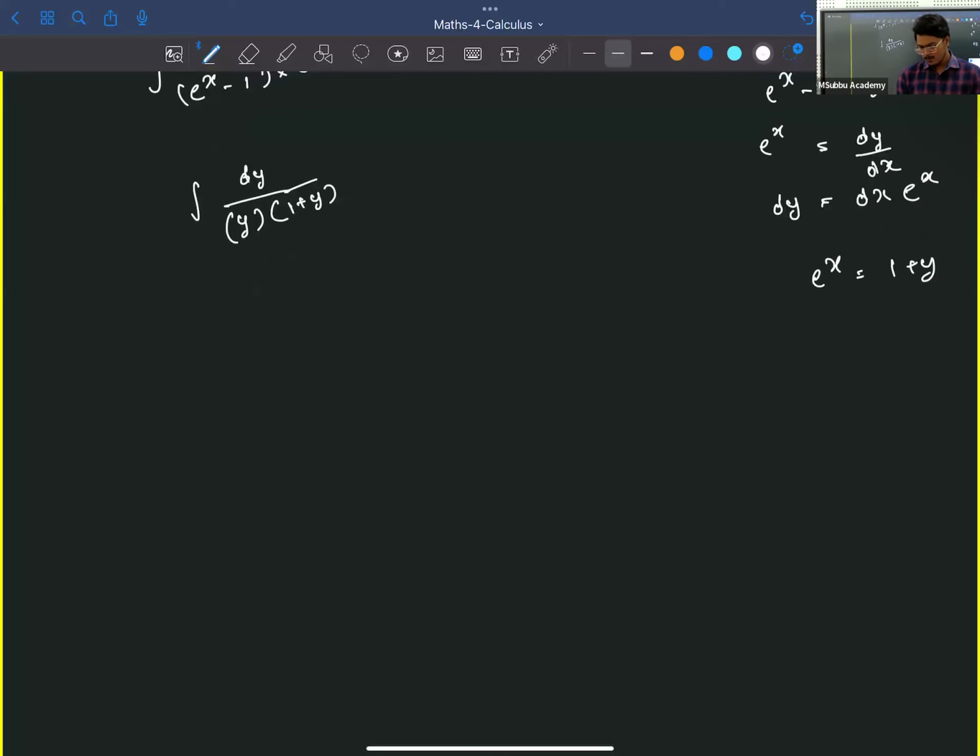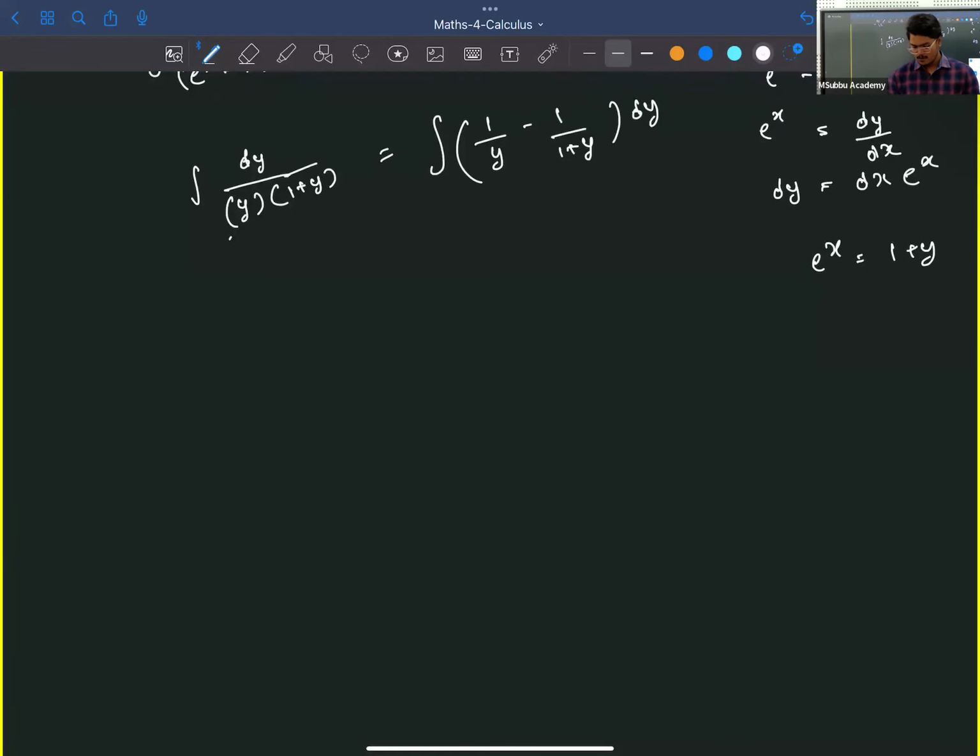Now again what we can do? We have to use partial fractions. This is one more method. Okay. So what you have to do is separate these two fractions, the 1 by y term and the 1 by 1 plus y term. So let this dy be the same. So when you do 1 by y minus 1 by 1 plus y into dy. Okay.